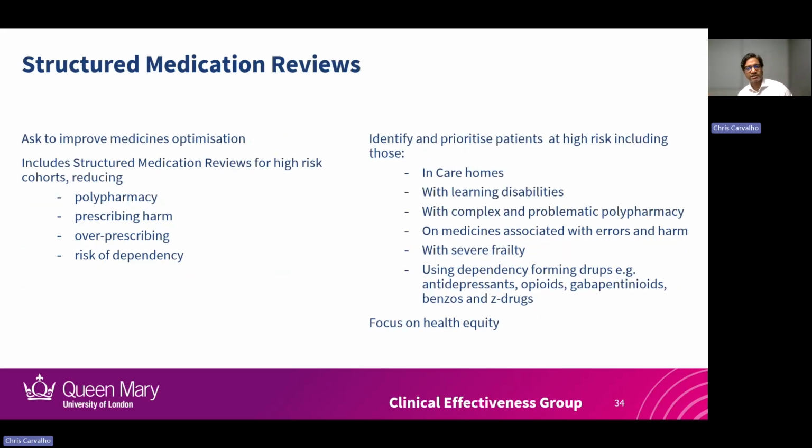Coming back to the DES, and just briefly, there is an ask around structured medication reviews. I don't think that's new. The ask there is to undertake medication reviews to improve medicines optimization, particularly on high-risk cohorts, to reduce polypharmacy harm, overprescribing, and risk of dependence, but also looking at those who are the high risk, and that's what the searches help with on both of these, is to look at those who are in care homes, with those with learning disabilities, with complex problematic polypharmacy, medication associated with errors, frailty, and some dependence-forming drugs. Apologies for the misspelling there, but also focusing on health equity.